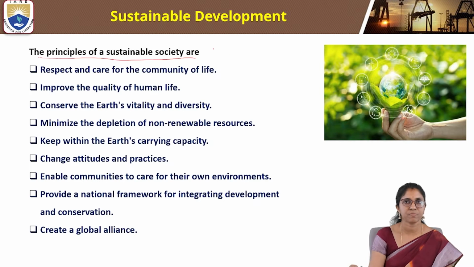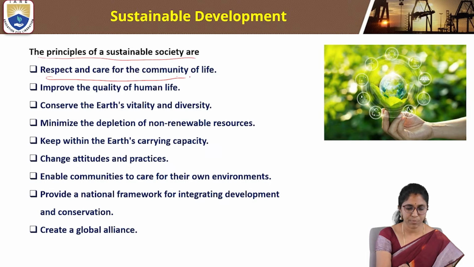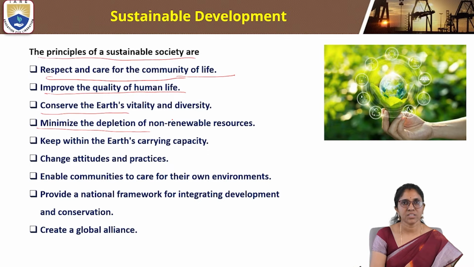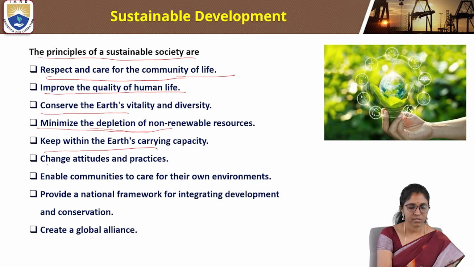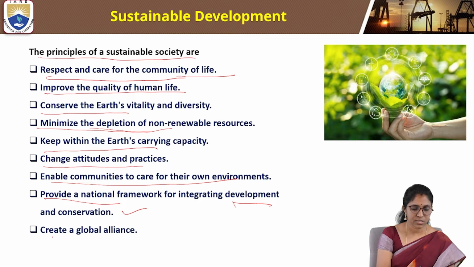So, some principles of a sustainable society are: respect and care for the community of life, improve the quality of human life, conserve the earth's vitality and diversity, minimize the depletion of non-renewable resources, keep within the earth's carrying capacity, change attitudes and practices, enable communities to care for their own environments, provide a national framework for integrating development and conservation, and create a global alliance. These are some of the principles of a sustainable society.